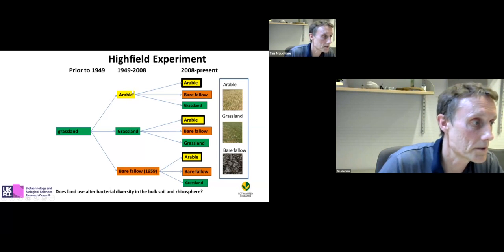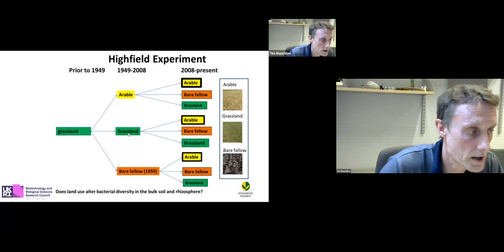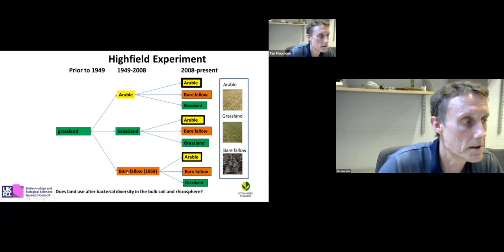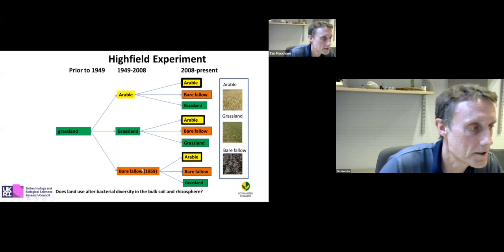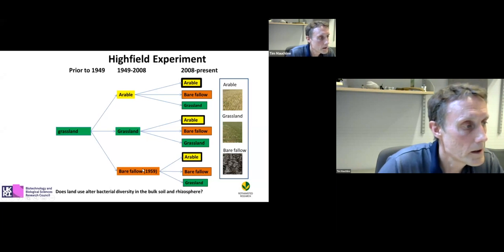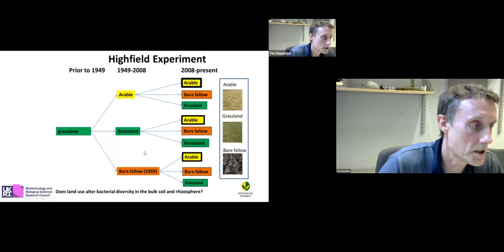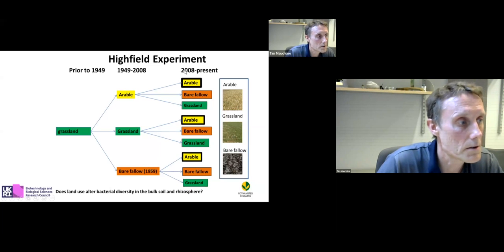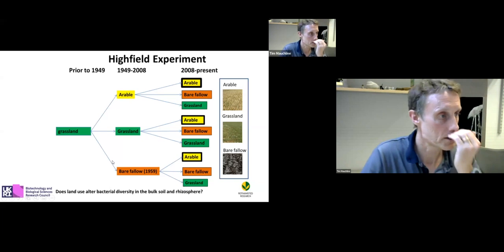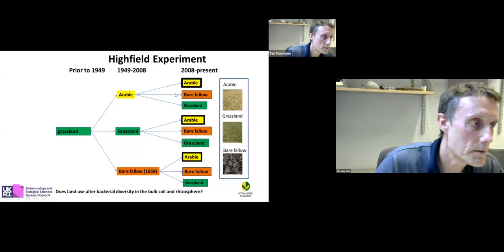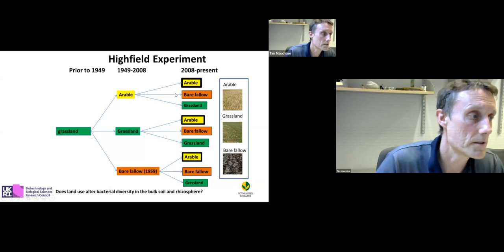So firstly, some of it was converted to arable, some was maintained as grassland, and some was converted to bare fallow. But as you can see, that bare fallow conversion was a bit later than 1949. And then from 1949 or 1959 all the way to 2008, these different treatments were maintained. And then in 2008, these treatments were further subdivided.